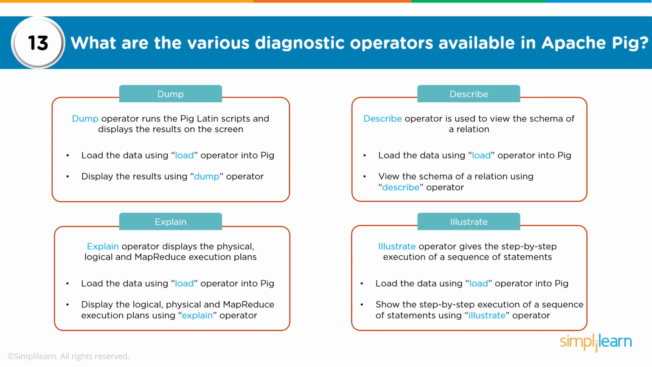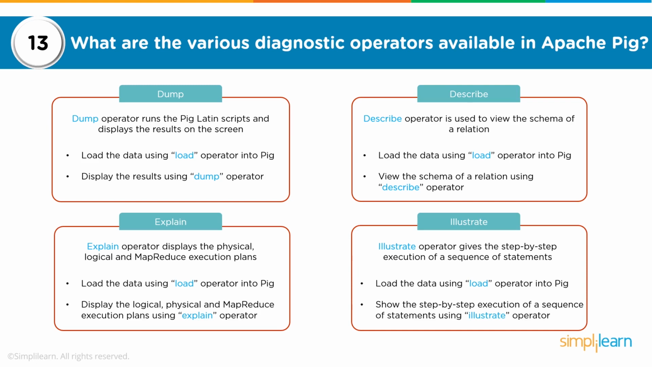You also have a describe operator, which is used to view the schema of a relation. So you can load the data and then view the schema of the relation using the describe operator. Explain, as we might already know, displays the physical, logical, and MapReduce execution plans.